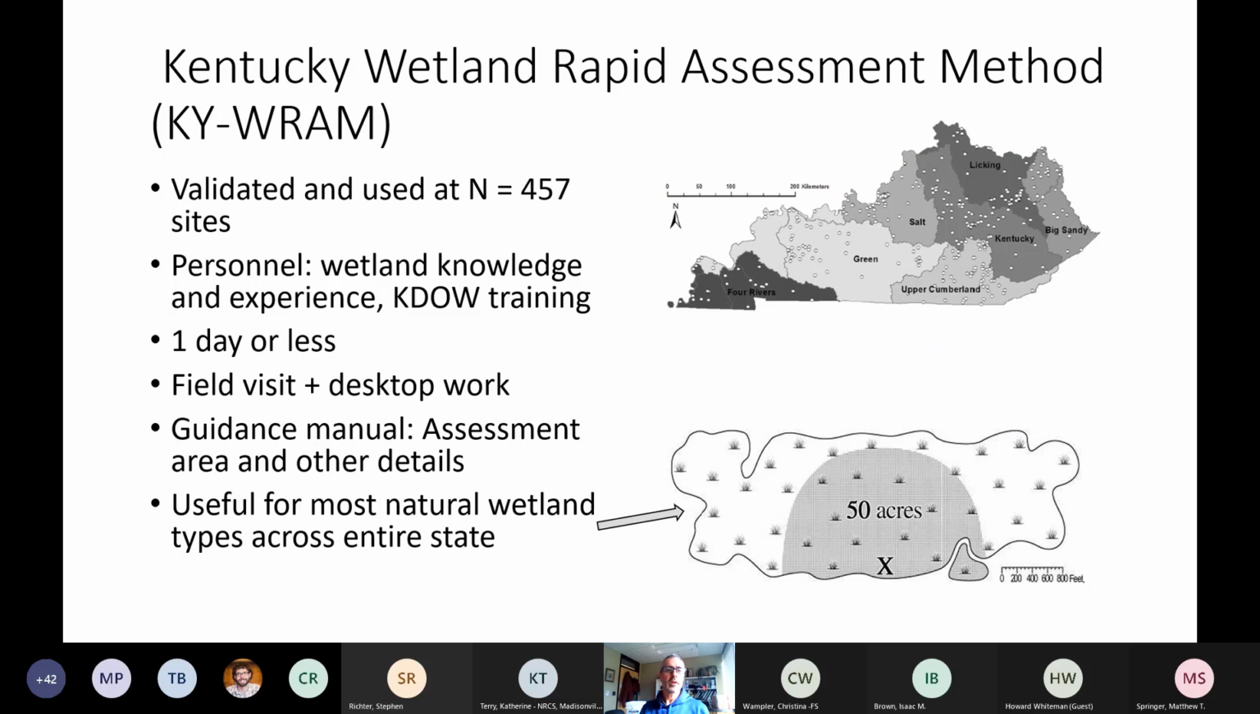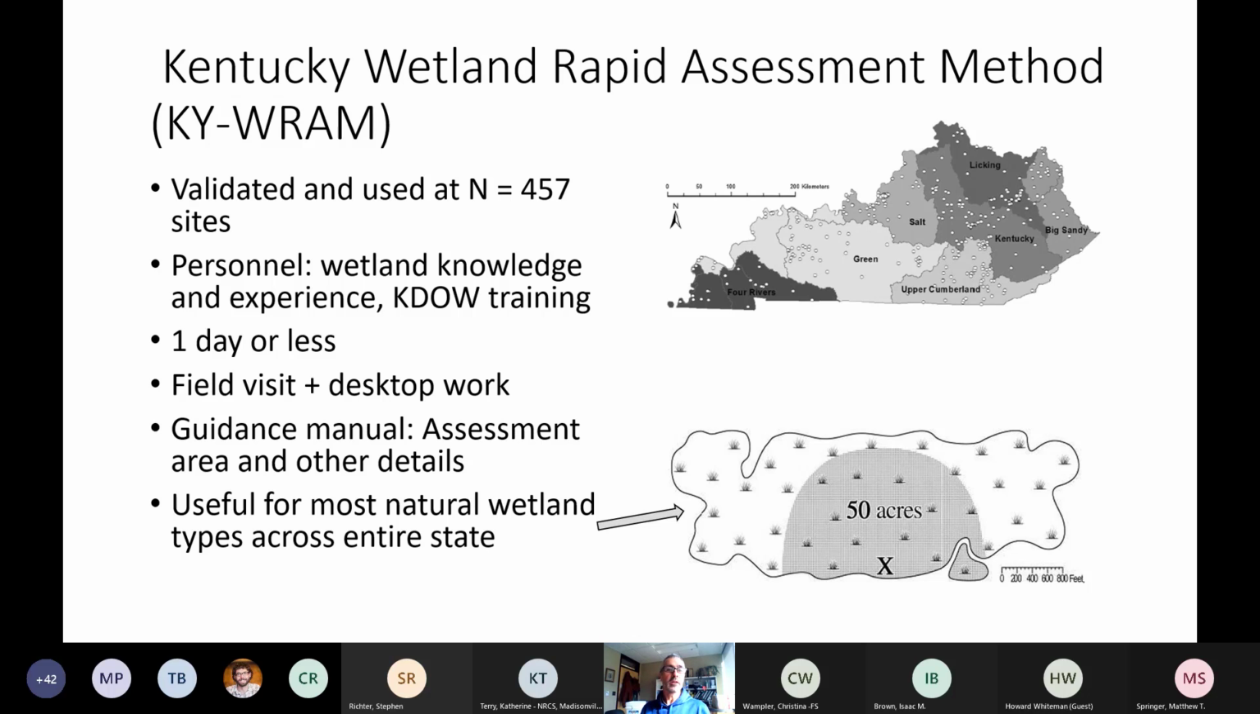And then this method, because it's been developed statewide and in all the different river basins of the state, it's useful in almost all types of wetlands as well. We've used it in many types of wetlands, and they collectively went into the development process.